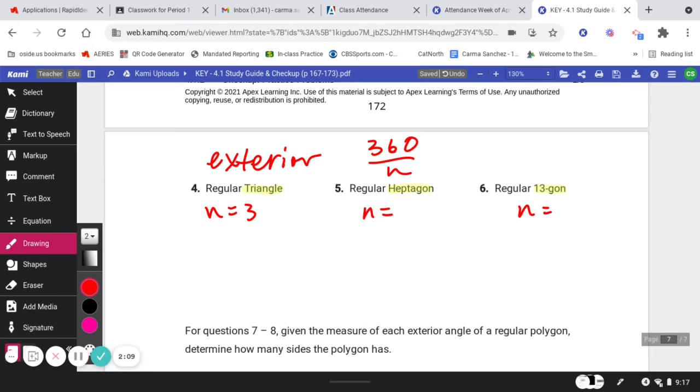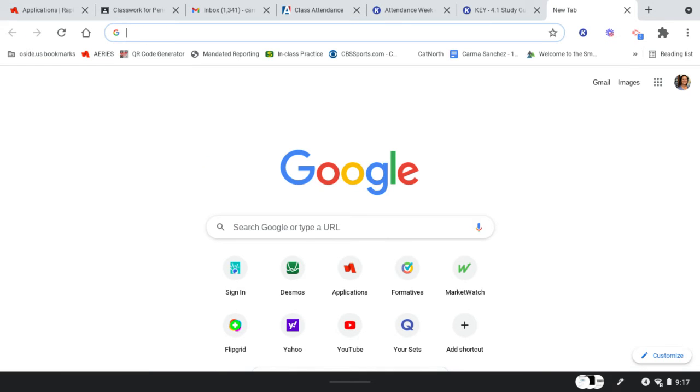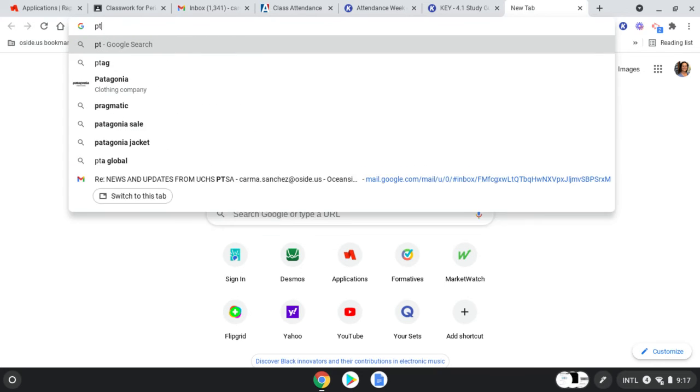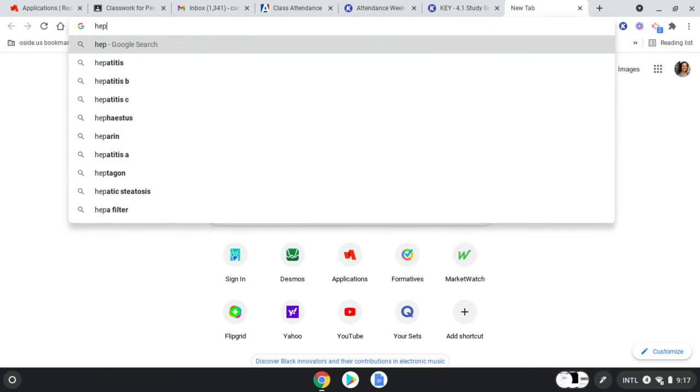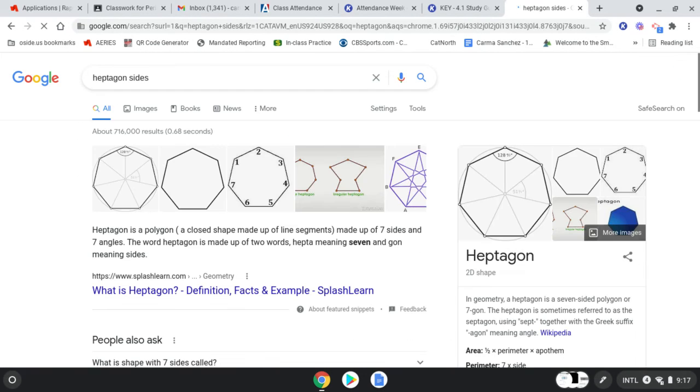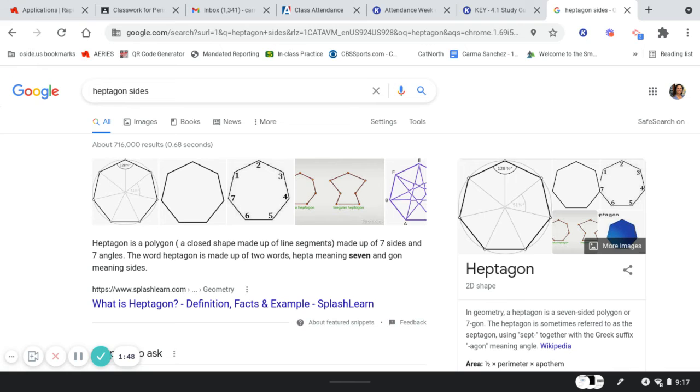So if you ever come across a vocab word that you don't know, just go type it in, right? Don't sit there wondering if you're doing it right or whatever. How many sides are in a heptagon? And then they'll show you a picture and you'll see that it's 7 sides. Is that what you were thinking? Were you getting it right? Awesome if you were. If not, please look it up.